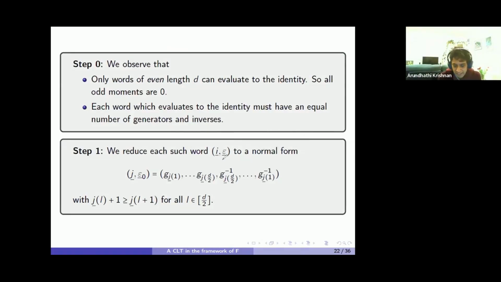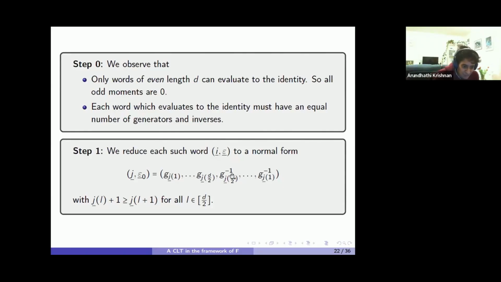What we do is reduce every word which evaluates to the identity to something called a normal form. This might be something people here are familiar with. We reduce it to a word which has a really specific form where all the generators are on the left and all the inverses are on the right, and the generators are ordered in a particular way. The details are here, but roughly speaking, we want these generators to, for the most part, be reducing. Some of the indices might stay the same, or there might be an increase of 1. And then you have the exact mirror image of that for the inverses.